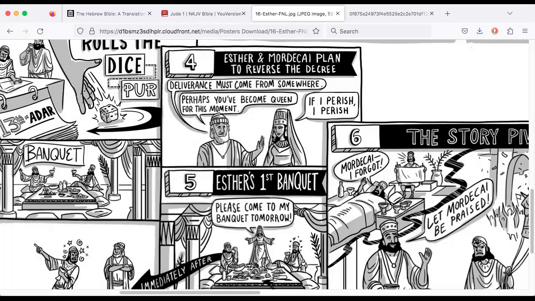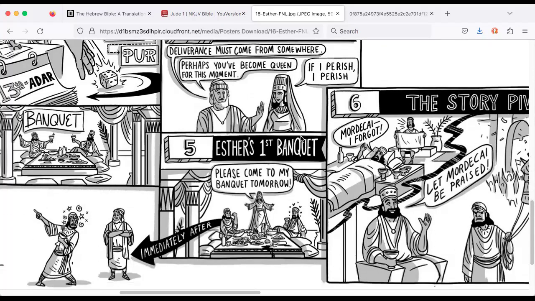But they know that if she goes to the king uninvited, she could get killed, right? You don't just appear in front of him. She always has to rely on the king calling her. But she says, okay, I'm going to try this, and if I die, I die. She doesn't know if this is going to work or not, but she's in a position to actually do something.